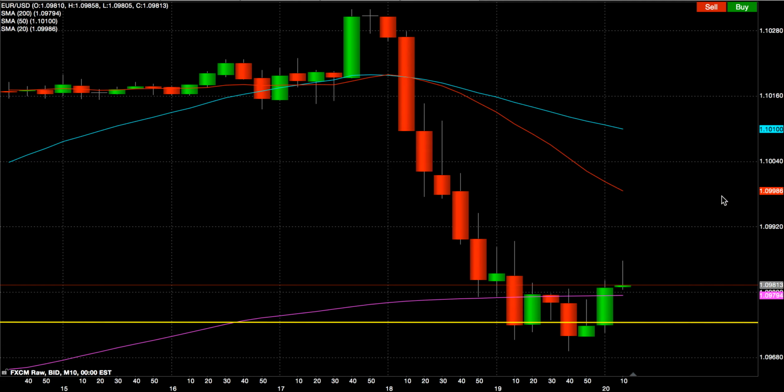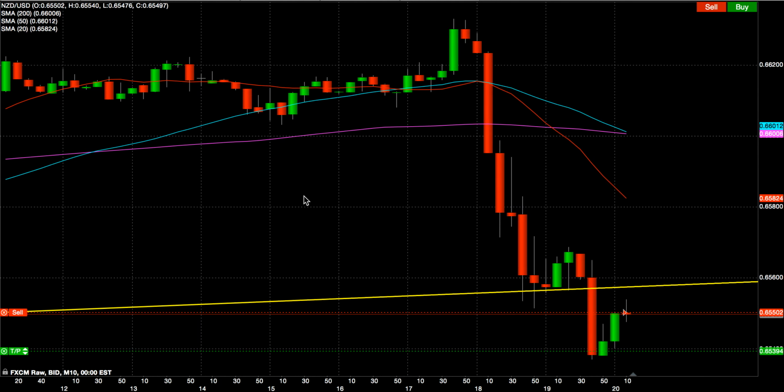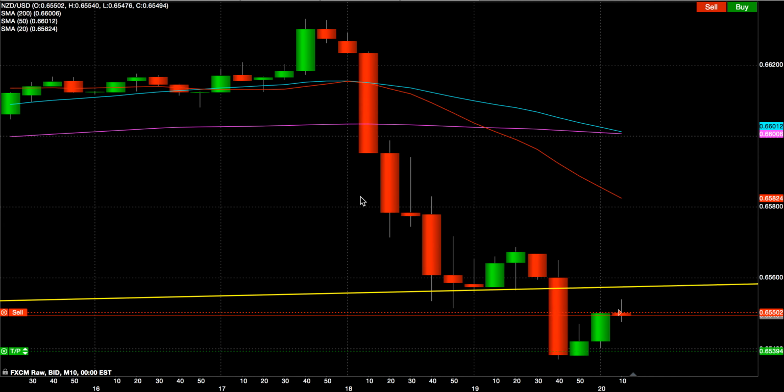Yeah, you can see the euro dollar pulled back. But as you guys saw earlier, I was able to make a quick profit here after getting stopped out, or after taking the loss. I'm sorry. Back to New Zealand dollar, looking for a quick trade on this again. And break even right now.